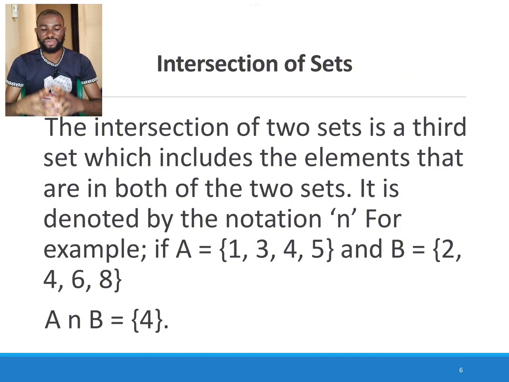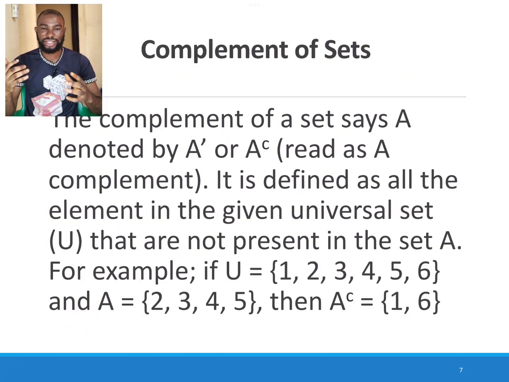So we now have the complement of a set. The complement of a set, as the name implies, means that it is not part of the set, but it is part of the universal set. For example, the complement of a set A is denoted A prime. You can call it A prime or A^C.